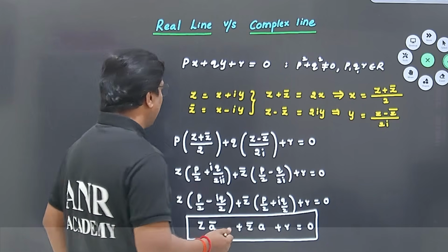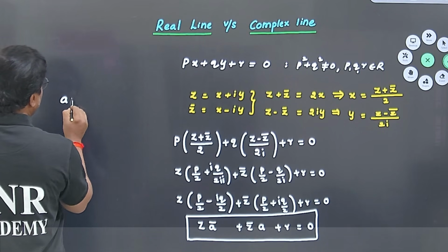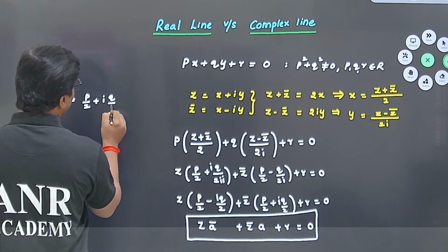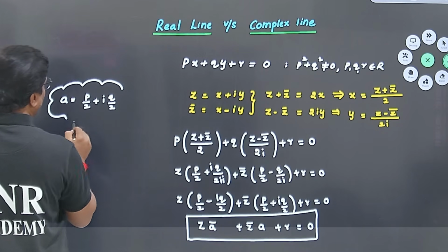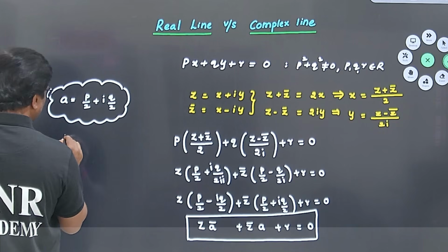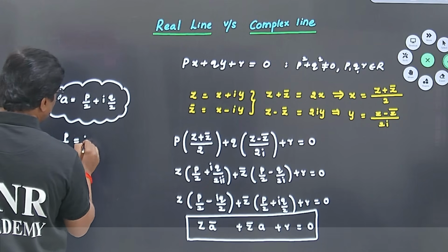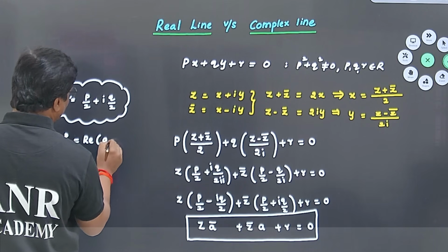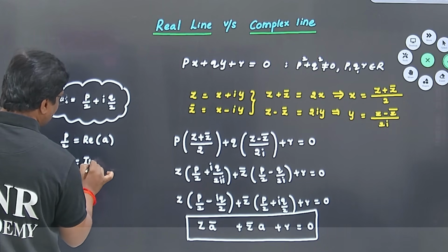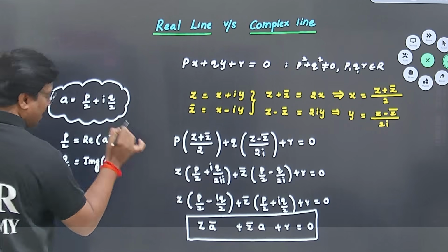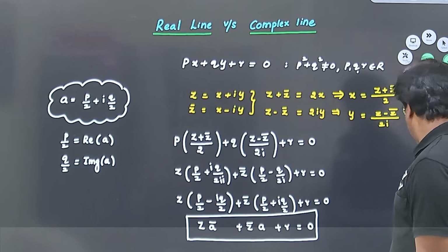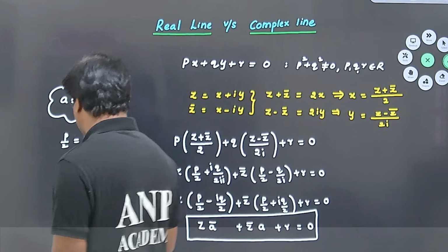And remember, here in this case, A is written as p by 2 plus iota q divided by 2. This is A. Also, I can say that p by 2 is clearly the real part of the complex number A, and q by 2 is the imaginary part of the complex number A. This is about the real straight line and complex straight line. Now let us move to the slope of the real line and complex line.